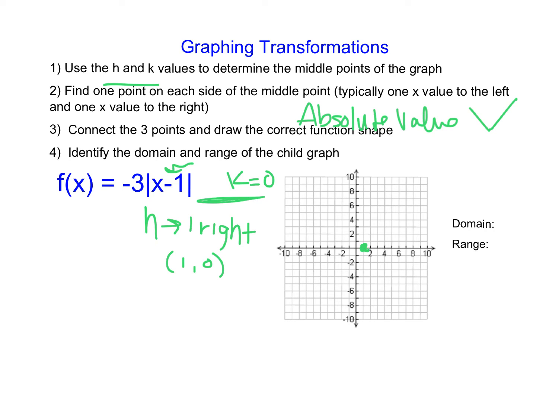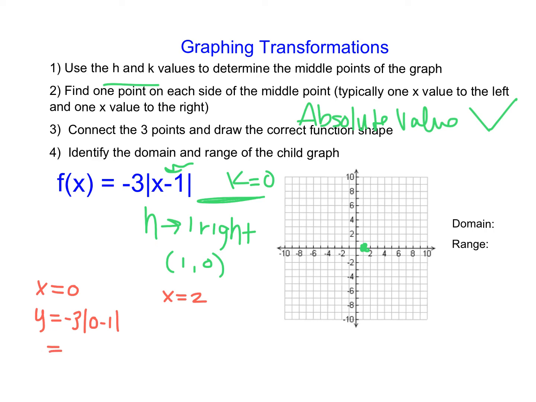Now we're going to find a point on each side of that, and because we have x is equal to 1, we're going to do x is equal to 0 on the left, and then we're going to do x is equal to 2 on the right, because that's 1 point on each side. So let's try to evaluate this. So we have y equals -3 absolute value of 0 minus 1.